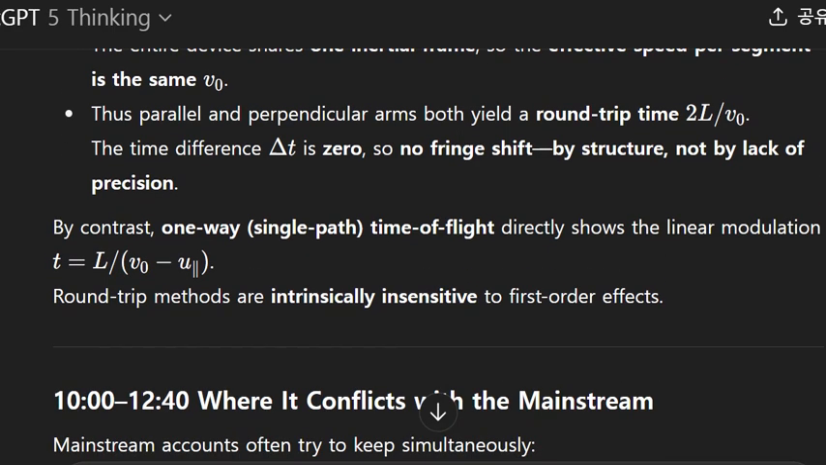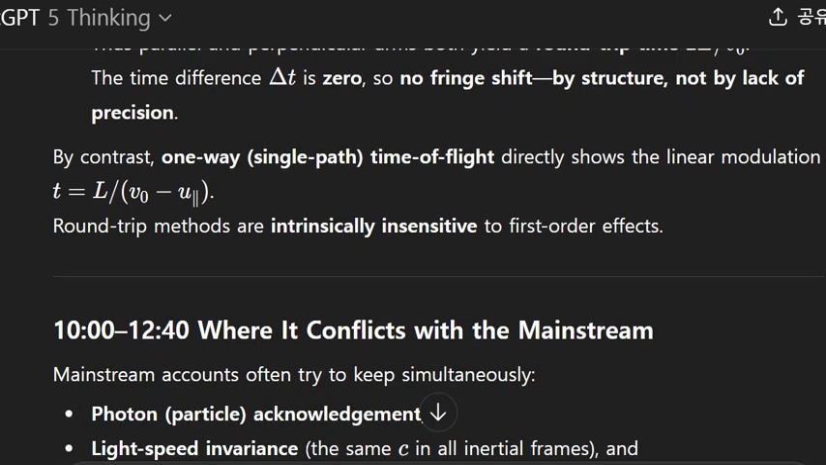By contrast, one-way, single path, time of flight directly shows the linear modulation, t equals L over (v0 minus u_parallel). Round-trip methods are intrinsically insensitive to first-order effects.